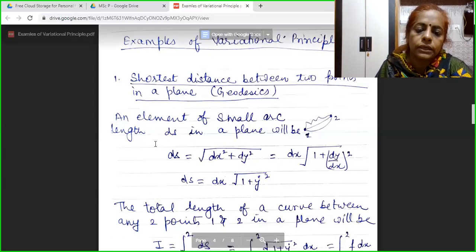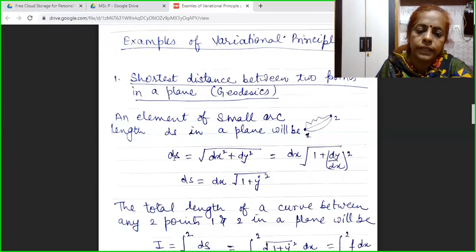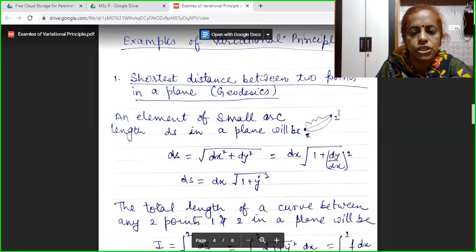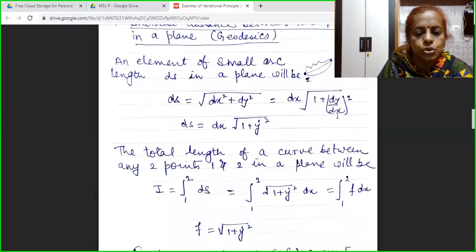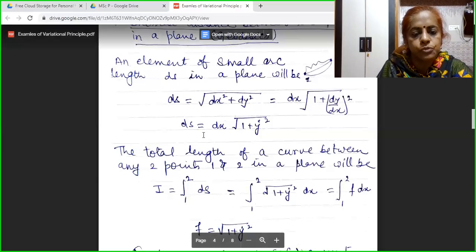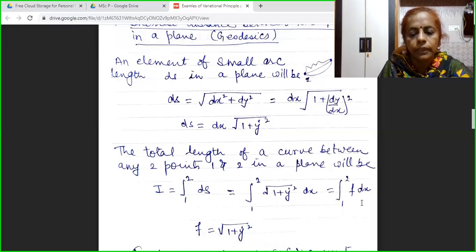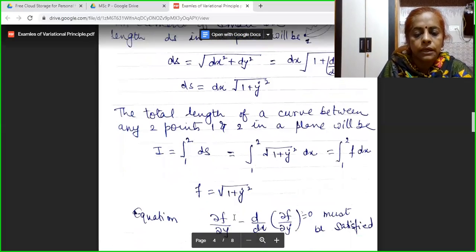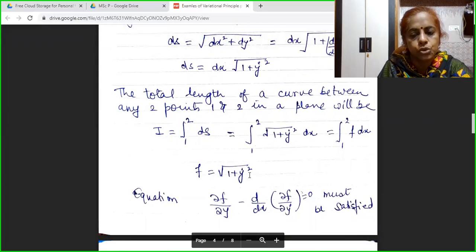I have now taken only a small arc which is of length ds. I have to find the total length of the curve between the initial and final point. So I am summing this, and summing in terms of an integral. Integral I will be between the initial and final point, and the integral will be of the small arc ds. Substituting the value of ds, I find ds to be equal to under root 1 plus y naught square dx. My function f is root 1 plus y naught square.